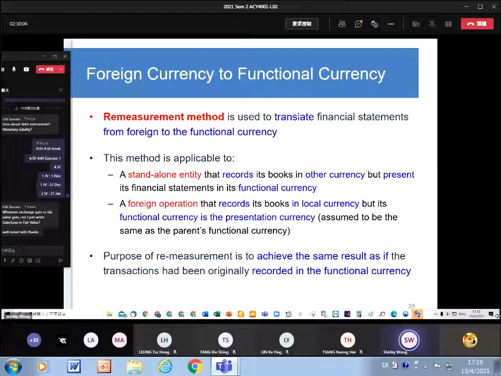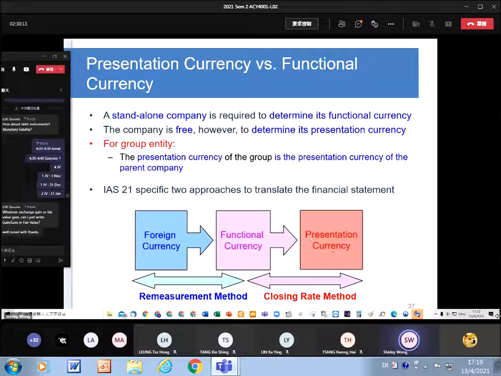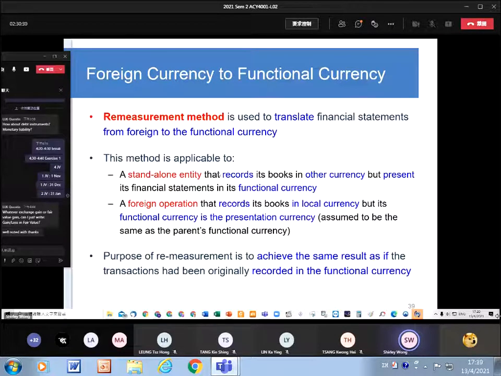For the remeasurement method, again, it is to translate the foreign currency into functional currency, because they choose the functional currency to be the same as the presentation currency, and then their local currency becomes their foreign currency. And sometimes they need to pay expenses in the local currency, such as rent, tax expense, and salary. Then they need to translate the foreign currency into functional currency. At that moment, they need to use the remeasurement method. Again, if you are a standalone company, you try to avoid this, and then you do not need to do the translation. But for a foreign operation, they will usually record in local currency. But if their functional currency needs to be the same as the presentation currency, then they need to use the remeasurement method to do the translation.